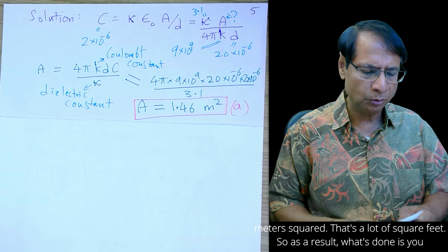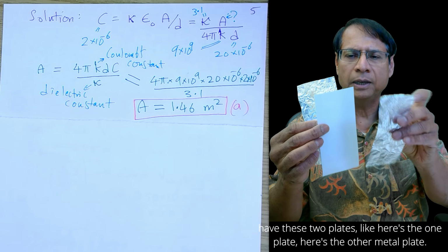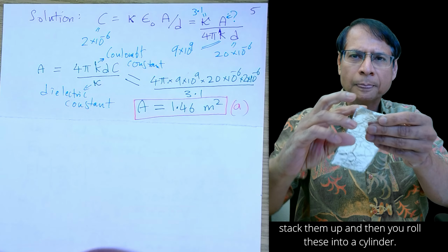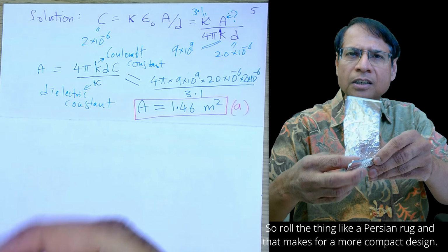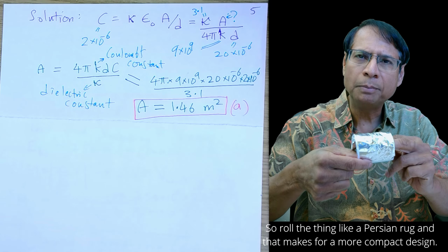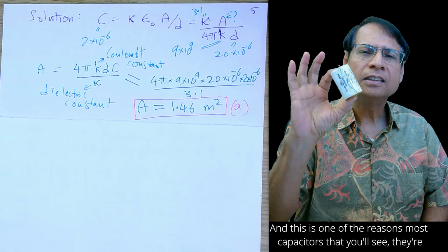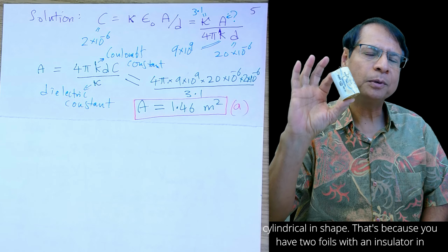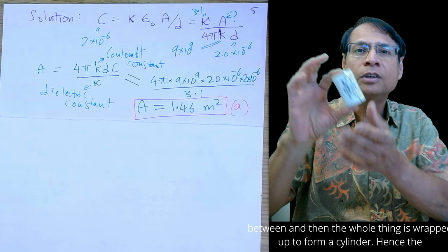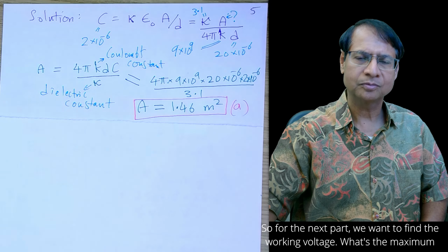So as a result, what's done is you have these two plates, like here's the one plate, here's the other metal plate. You put your dielectric in between. You basically stack them up, and then you roll these into a cylinder. So roll the thing like a Persian rug, and that makes for a more compact design. And this is one of the reasons most capacitors that you'll see are cylindrical in shape. That's because you have two foils with an insulator in between, and then the whole thing is wrapped up to form a cylinder. Hence the common cylindrical shape for a capacitor.